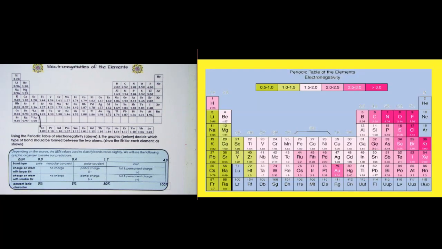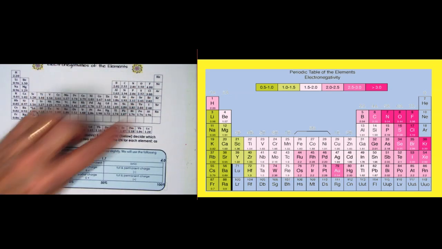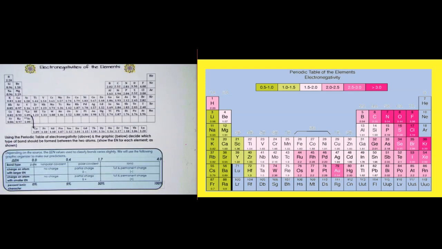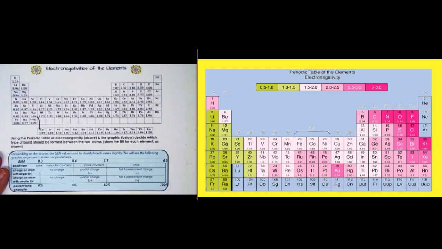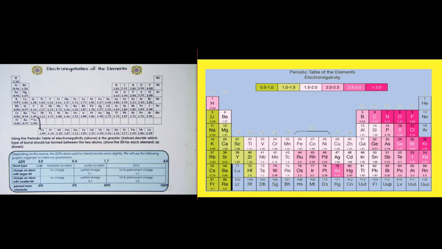So how does this all work? You will see on both sides of the screen a periodic table of elements with electronegativities. Nobody has a larger electronegativity than fluorine, followed by oxygen, chlorine, and nitrogen, all of them in the upper corner in the dark pink that you see on the other graph. The lower numbers, of course, are on the opposite end, on the lower left-hand side.